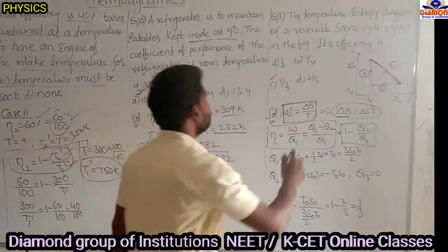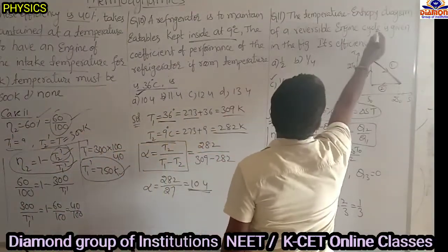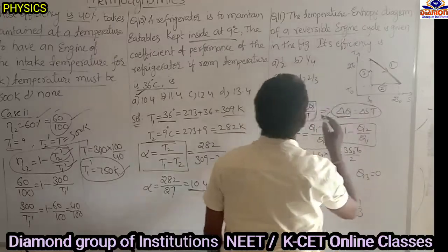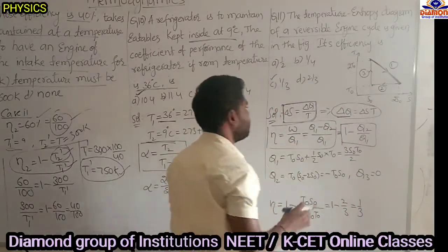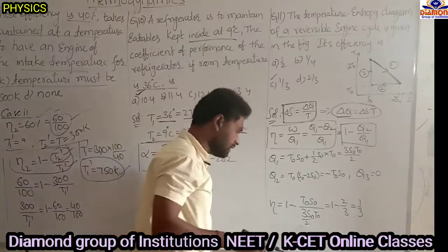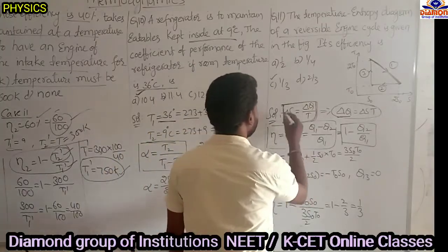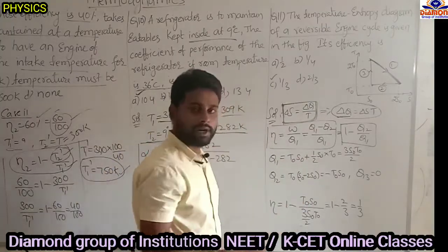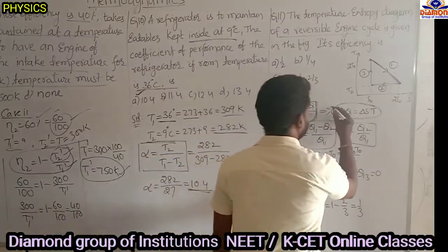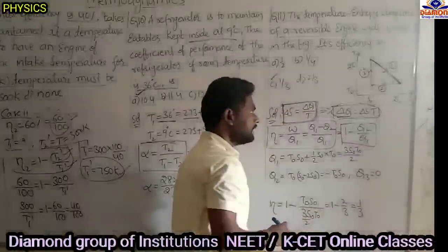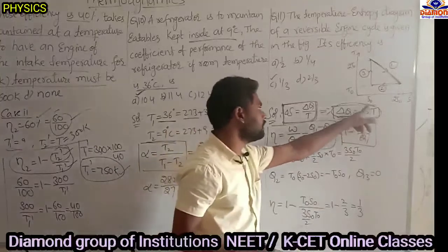See the next question: the temperature-entropy diagram of a reversible engine cycle is given in the figure. Its efficiency we have to find. First I am going to write the formula: entropy equals the heat absorbed or rejected per absolute temperature. From this, del Q equals del S into T, okay, del S into T.